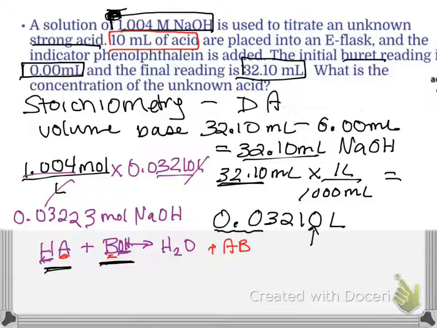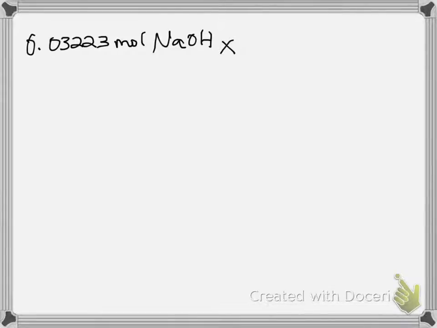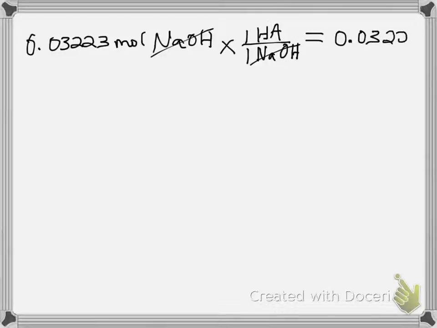So let's clean up, let's go to another page. So we have 0.03223 moles of NaOH that reacted. And our reaction is 1-to-1, so 1 HA for every 1 NaOH. This allows me to cancel NaOH and get the number of moles of just HA.